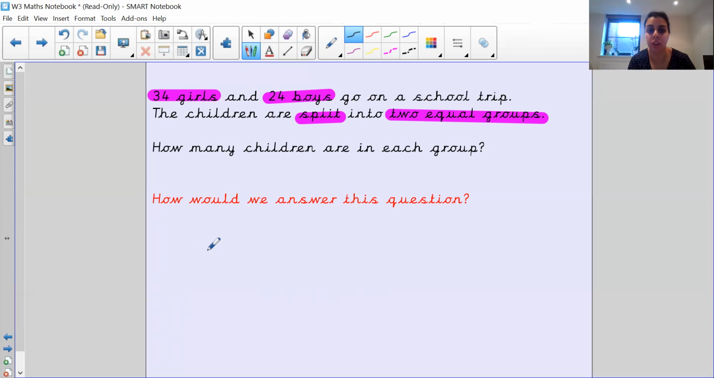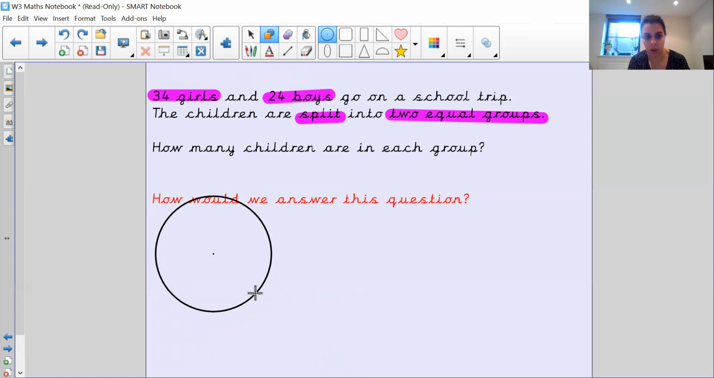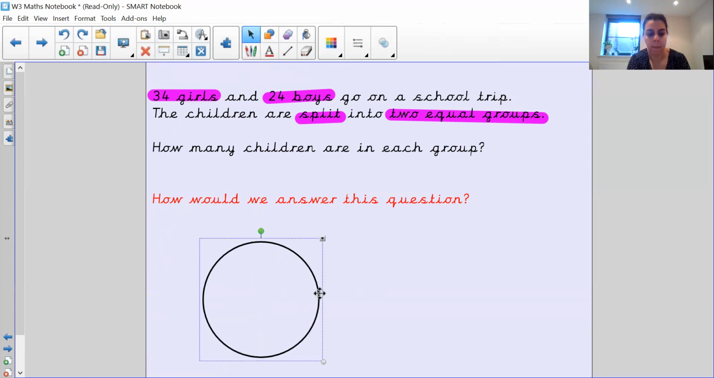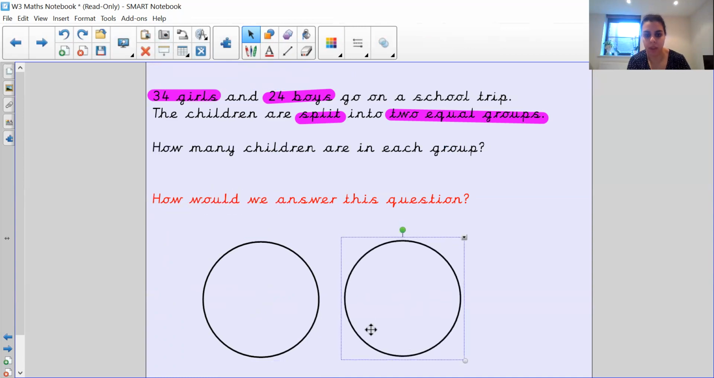I'm going to do it with the girls and then the boys because it says they're going to be in equal groups. So that means I want the same number of girls and the same number of boys in each one. So I'm going to do the girls first. So I've got 2 equal groups. So I'm going to draw some circles, not like that because that was atrocious. I'm going to draw some circles. It's very hard to draw, you see, when you're doing it from home. So I've got 1 circle there. I'm going to move it down here. And I've got another circle there.